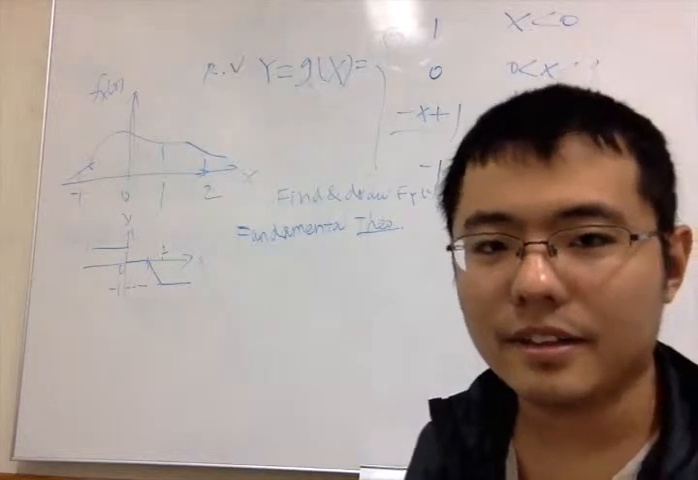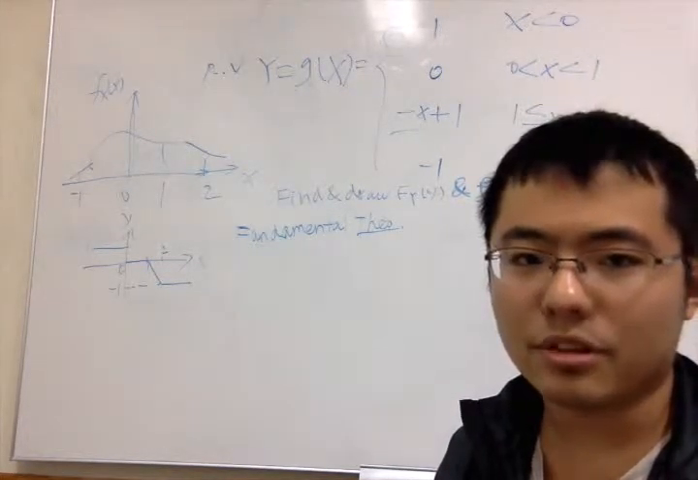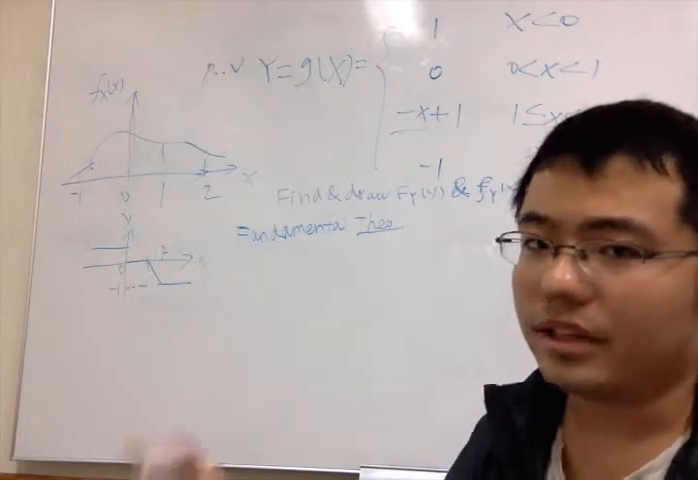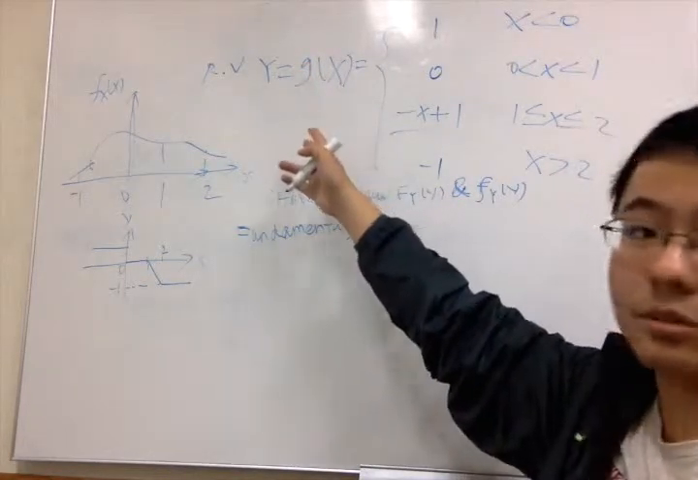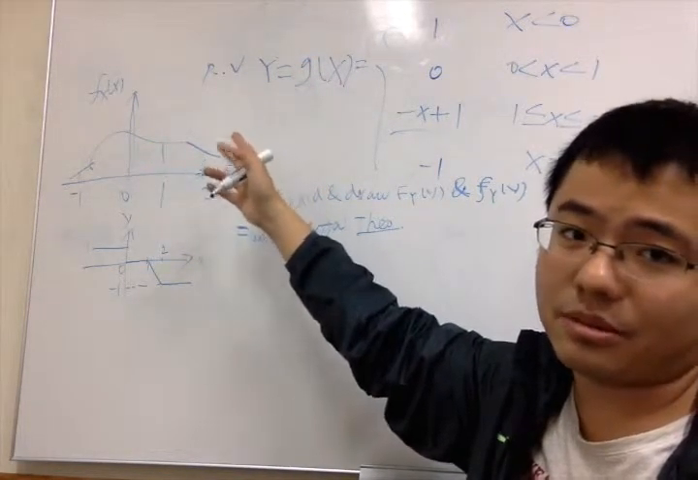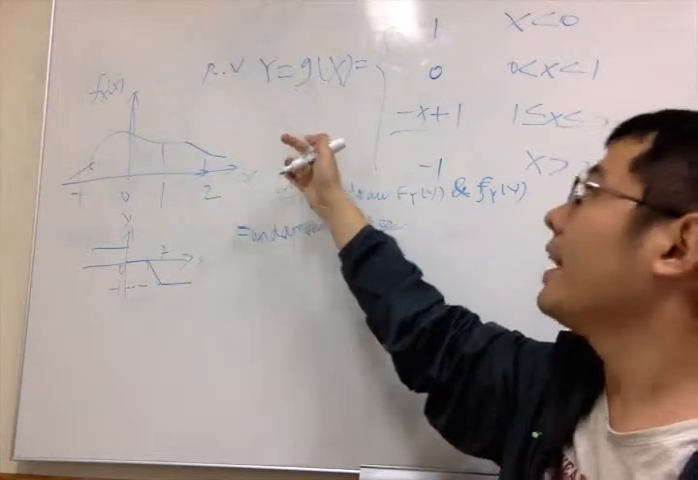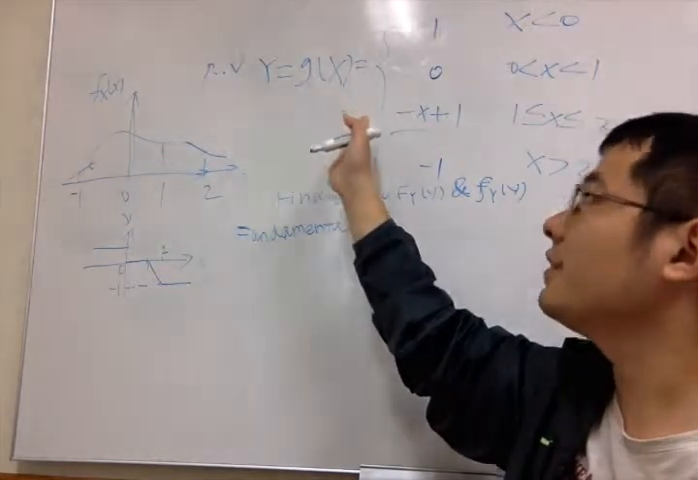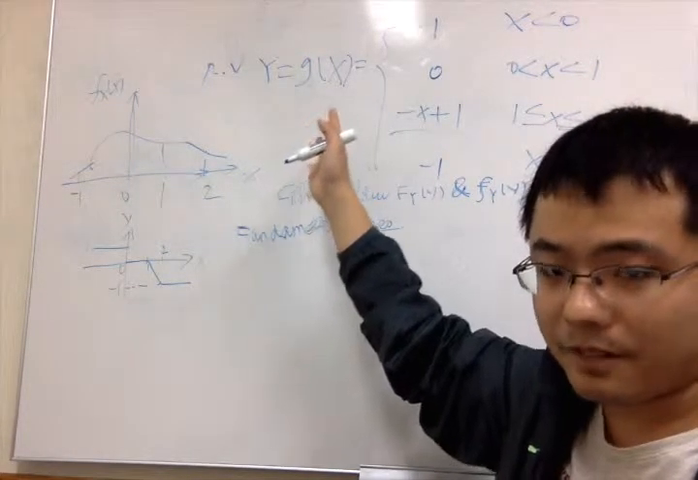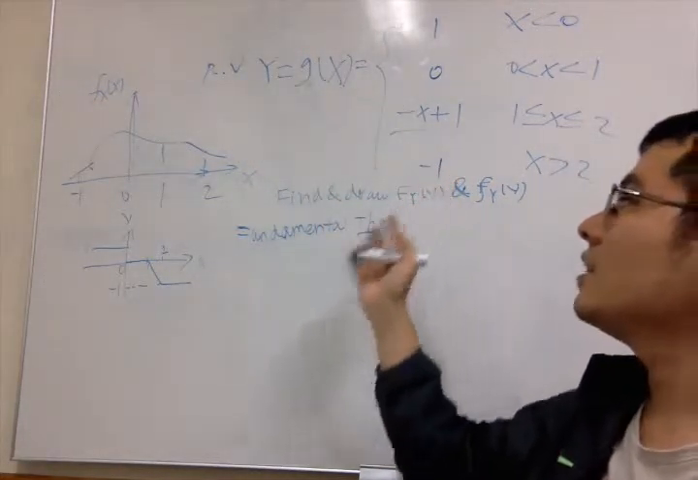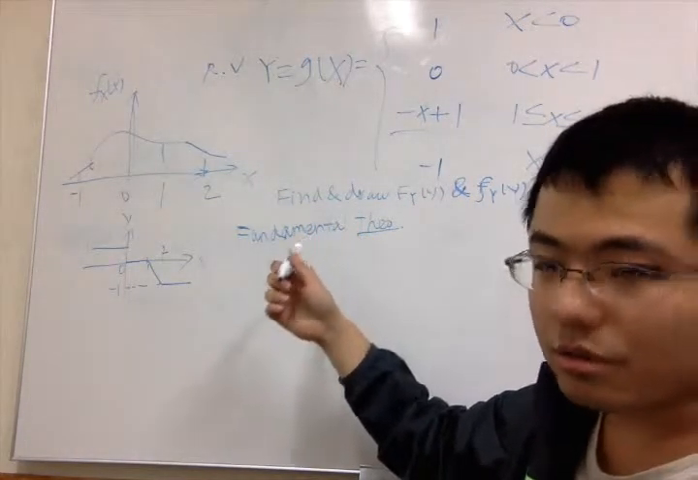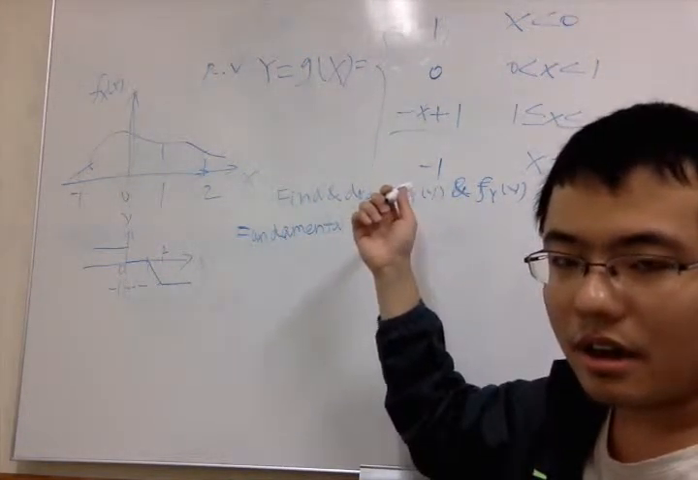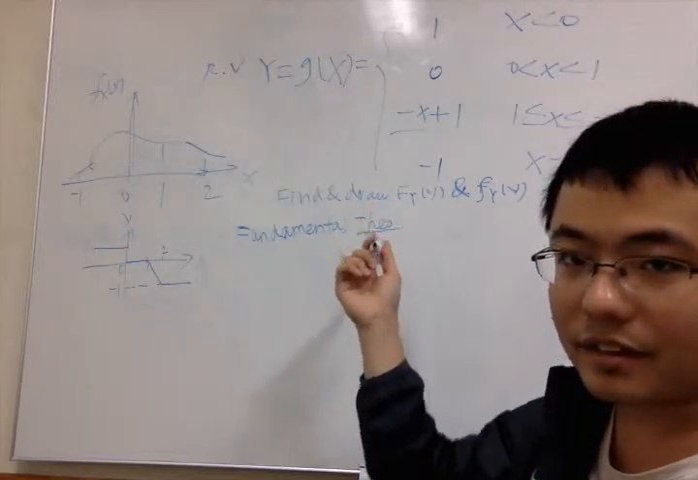Okay, so in week 4 of our assignment, we're given two more problems about the functions of random variables. Let's look at the first question. We're given the relation of two random variables, y equals g(x), and the function is a piecewise linear function. It consists of four parts, like that. What we are going to do is find and draw the density function and the probability function of y.